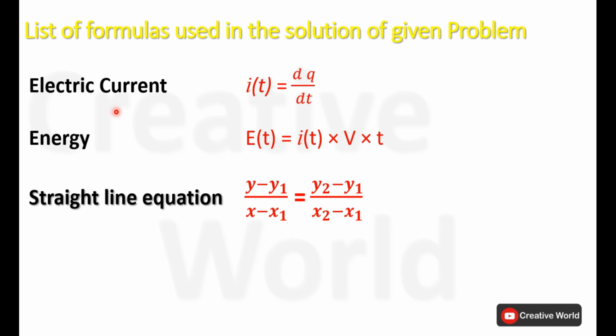The formulas which will be used in this scenario are the electric current formula, which is the derivative of charge with respect to t, the energy formula, which is the multiplication of current, voltage and time, and the straight line equation, which has been used in earlier scenarios.